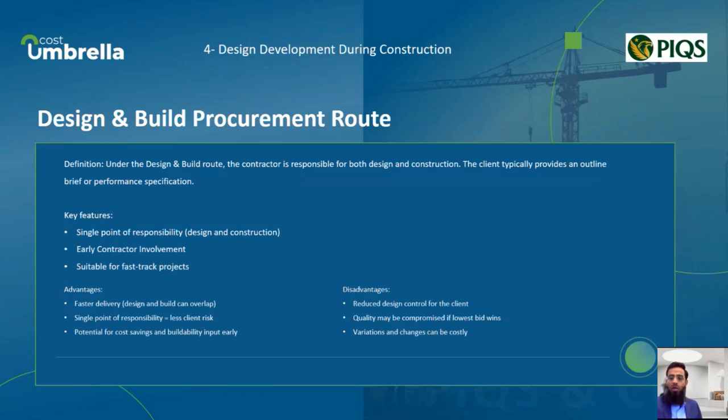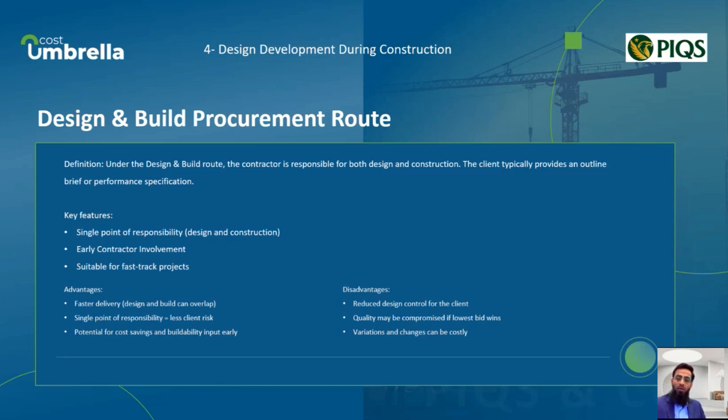Key features include early contractor involvement, which allows for practical inputs into design and can help drive efficiency. This route is especially suitable for fast-track projects since design and construction phases can overlap. Some key advantages are faster project delivery, reduced client risk due to a single point of responsibility, and potential for cost and buildability improvement early in the process.